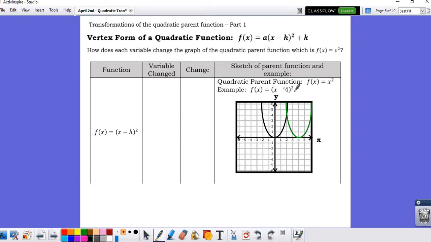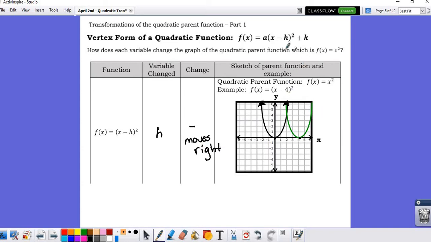All right, and then your h value on the inside. Okay, so again, here's my original. It starts at 0. And if I say minus 4, it actually makes it move to the positive side. So it moved right. Okay, so we're changing the h. And if my h looks like a negative number, then it moves right.